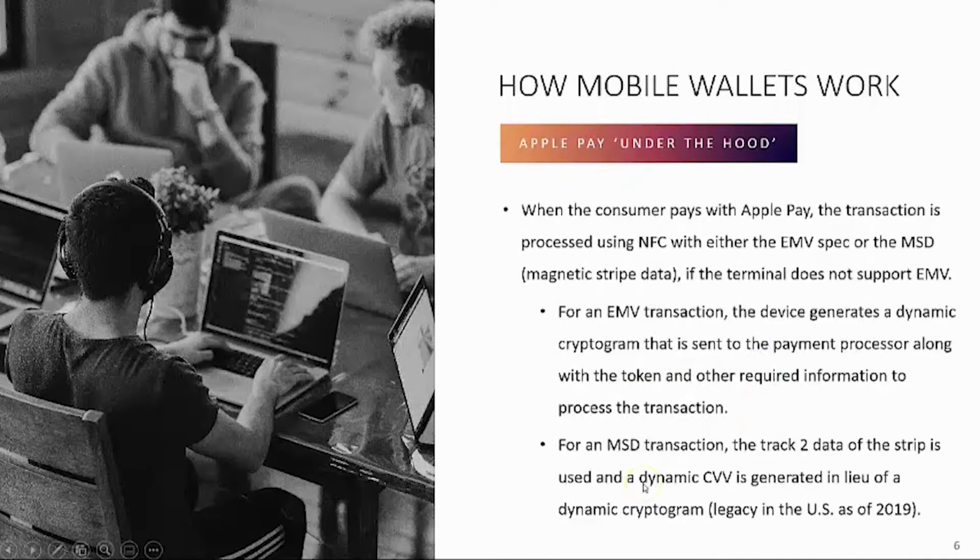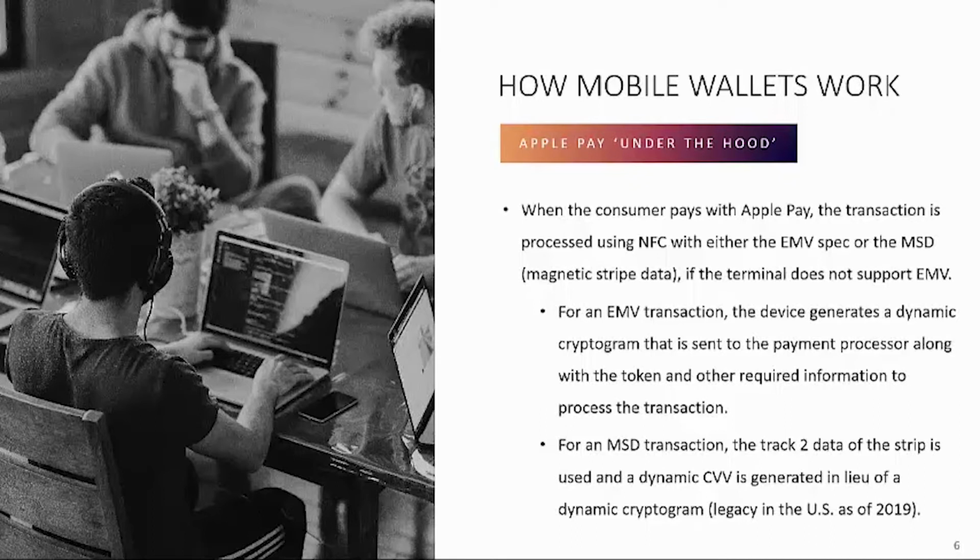So what happens when you use that mobile wallet to actually pay for a transaction? Well, the transaction is processed using near field communication and most commonly at this point in time with what's called the EMV spec. So what happens with that is that a dynamic cryptogram is sent to the payment processor, and that goes along with this new device account number, that token, and other required information to process the transaction. So information about the transaction itself. So those three elements get passed to the payment processor in order to adjudicate that transaction.